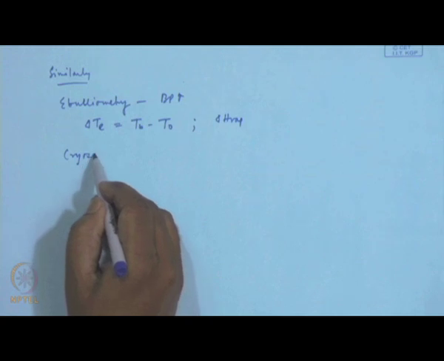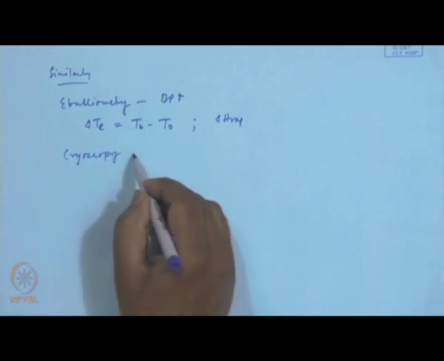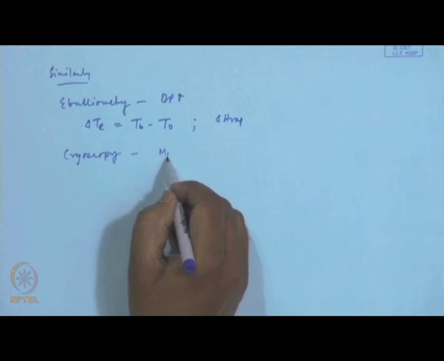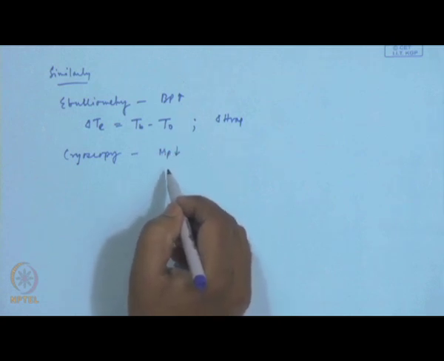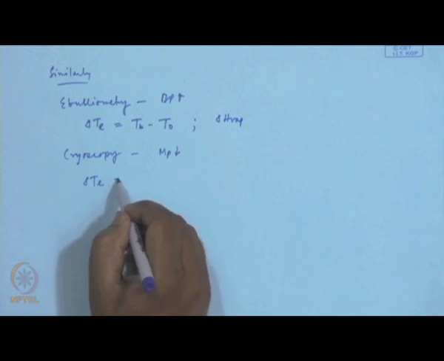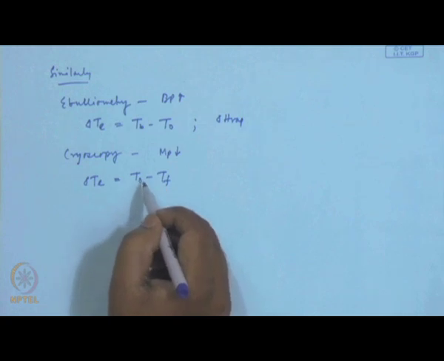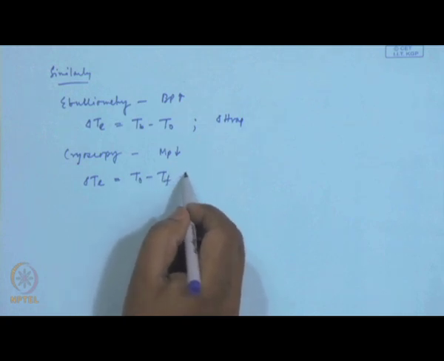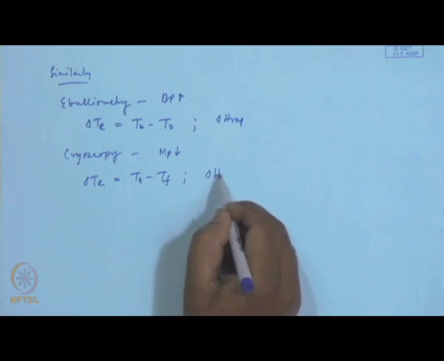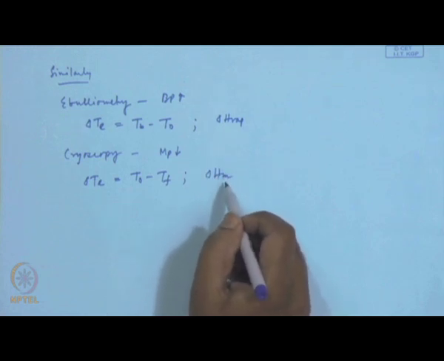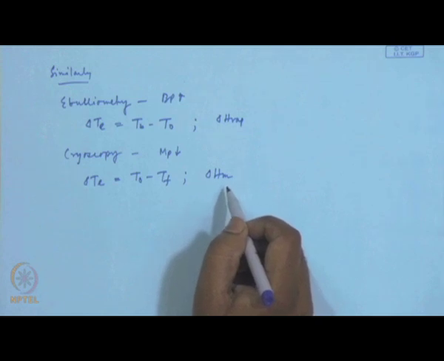And with the help of cryoscopy, which deals with the depression of freezing point, we can get the same, where T0 is the freezing point of the solvent and Tf is the freezing point of the solution, where we need the molar enthalpy of freezing or melting. But these techniques are not used much nowadays. These techniques are not used much for several reasons.